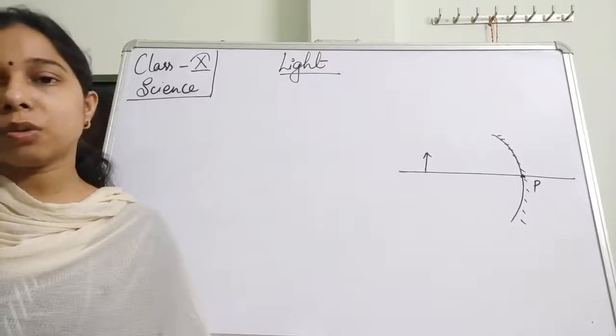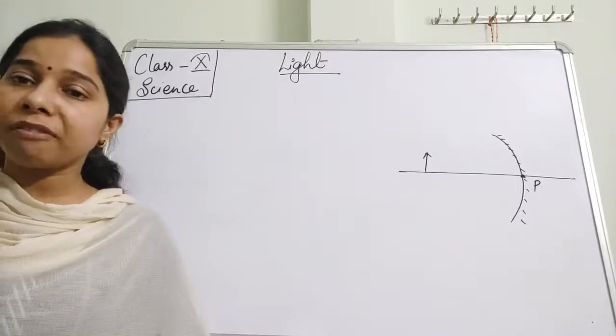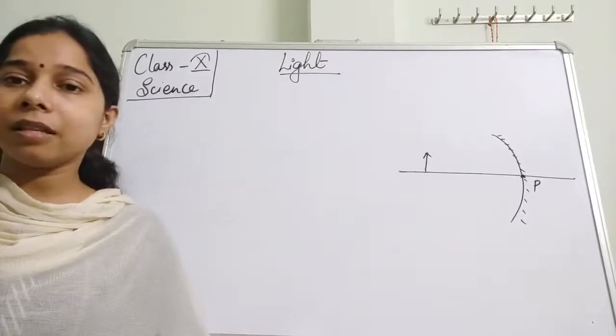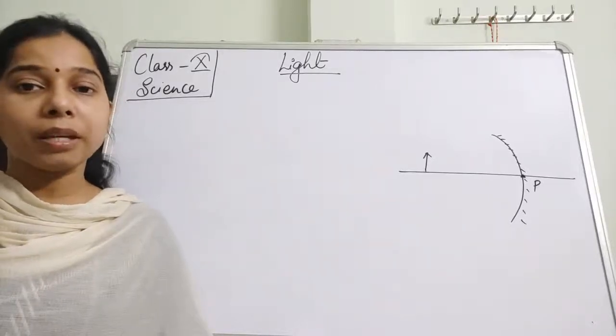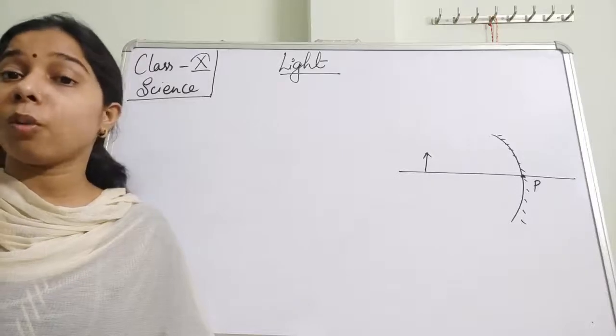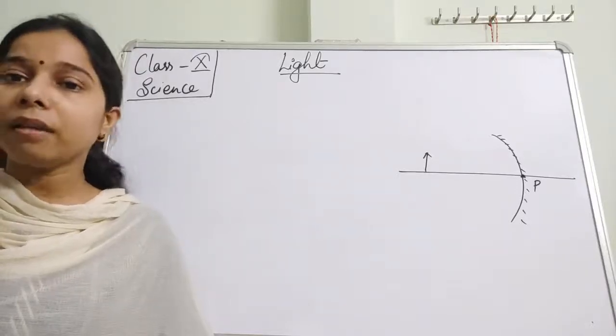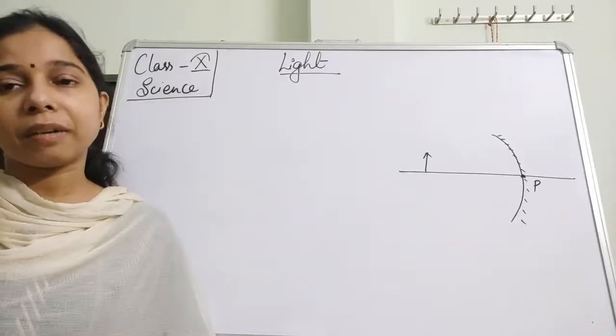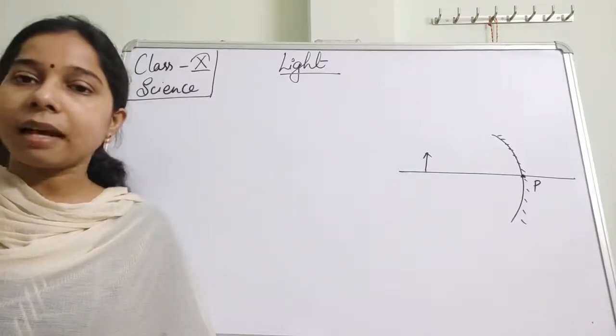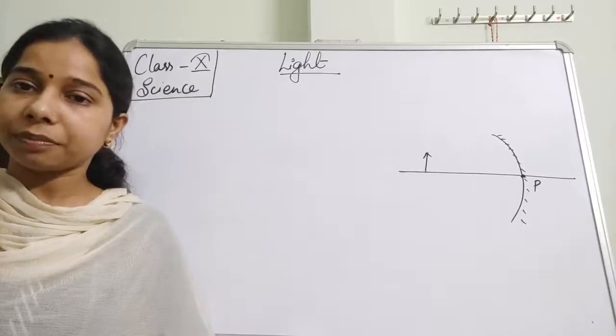between or beyond C, between C and F, between F and P, at F, at C, wherever it is placed. Since we know what kind of image or nature of image will be formed, it will be quite easy for us, by knowing the value of the focal length and the value of the radius of curvature, to find the exact position of the image here.